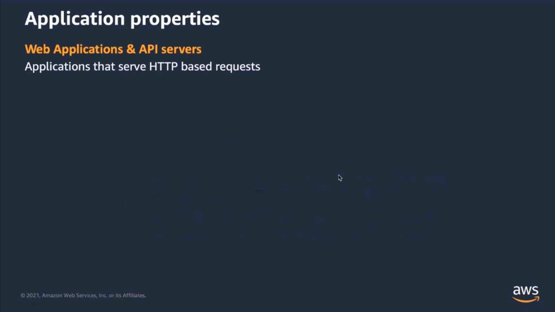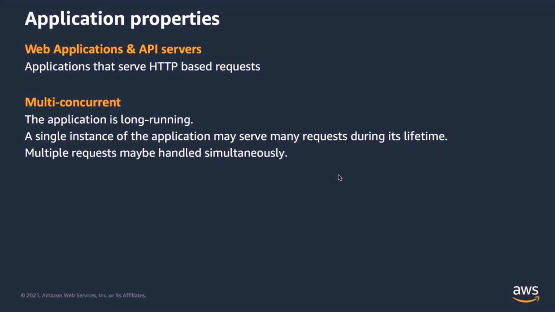So as we just mentioned, this is suited for web applications, front-end servers, back-end servers, basically any application that is an HTTP request reply based service. Now, the application must be written as a traditional long-running server where a single copy of your application can serve multiple requests during its lifetime, even simultaneously. So this is not like a Lambda function model where a single invocation of the function handles a single request and exits. This is the more traditional long-running server model.